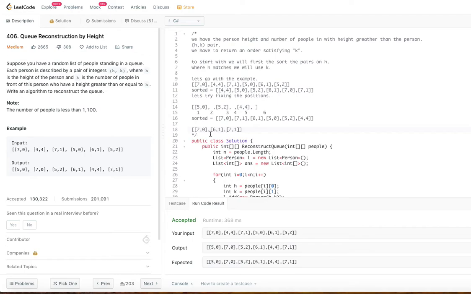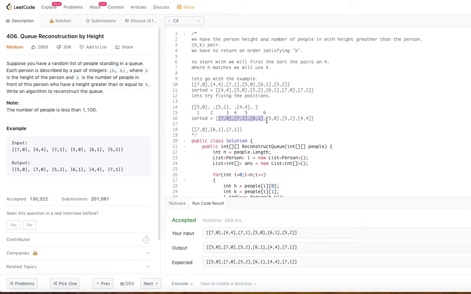So if you look, 7 0, there are 0 people in front of him whose height is greater than 7, correct, it satisfies. There is one person in front of him whose height is greater than or equal to 6, right, satisfies. And there is one person whose height is greater than or equal to 7, yes, it still satisfies. We are not considering 6 because 6 is less than 7, it is not greater than or equal to 7, so it still satisfies. Good. So far so good. We have done 3, right?